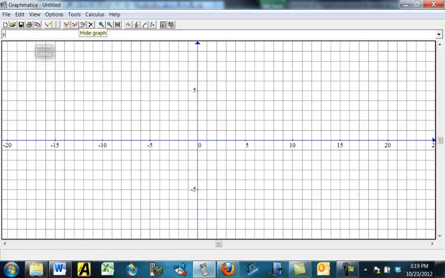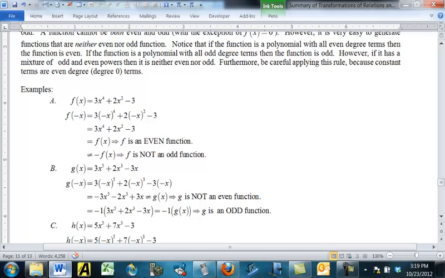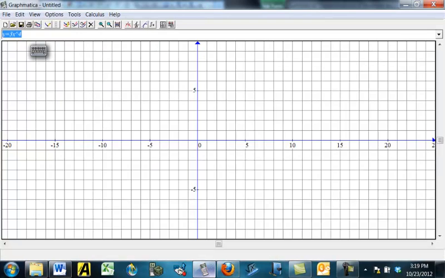Okay, y equals 3x to the fourth plus 2x squared minus 3. And notice those are all even degree terms. There's powers of 4, 2, and 0 basically. And so, okay, there we go. There's the graph. And notice we see the y-axis symmetry.